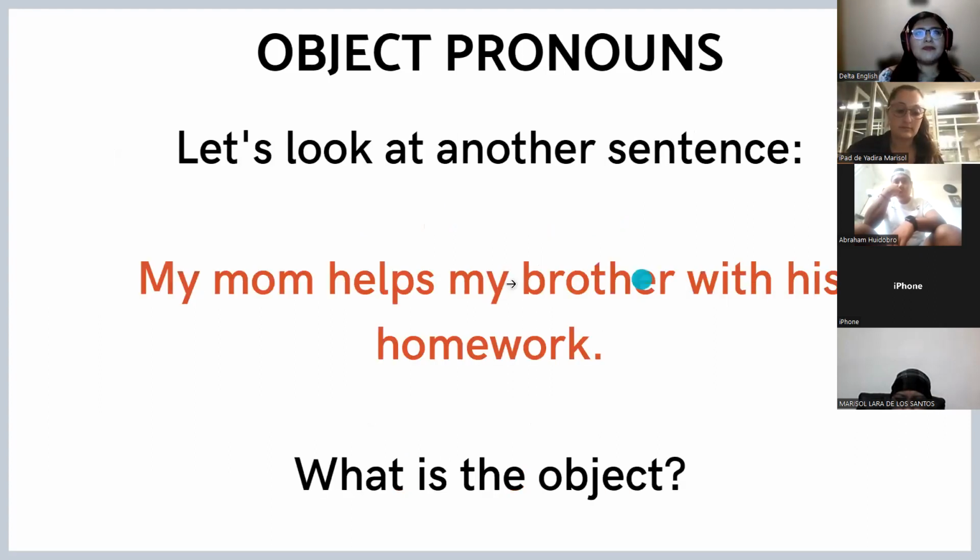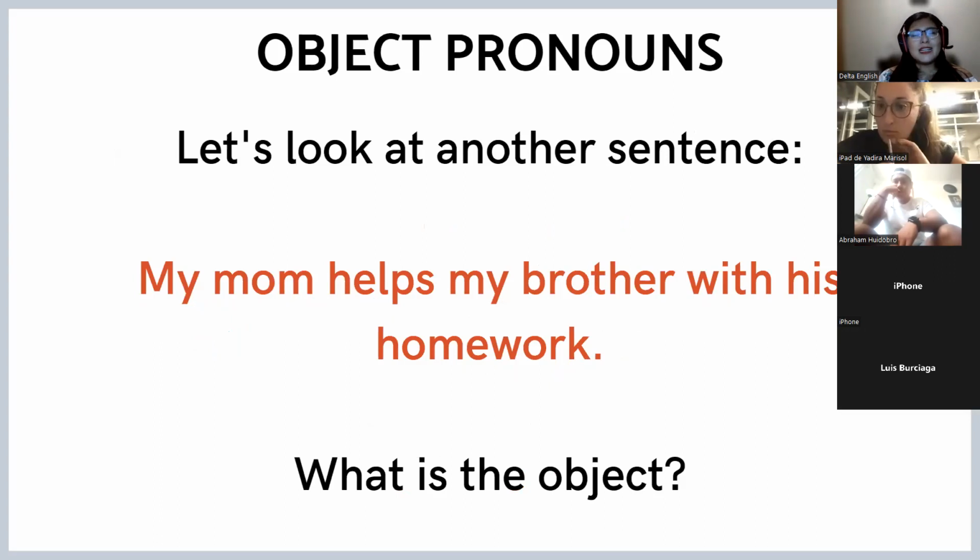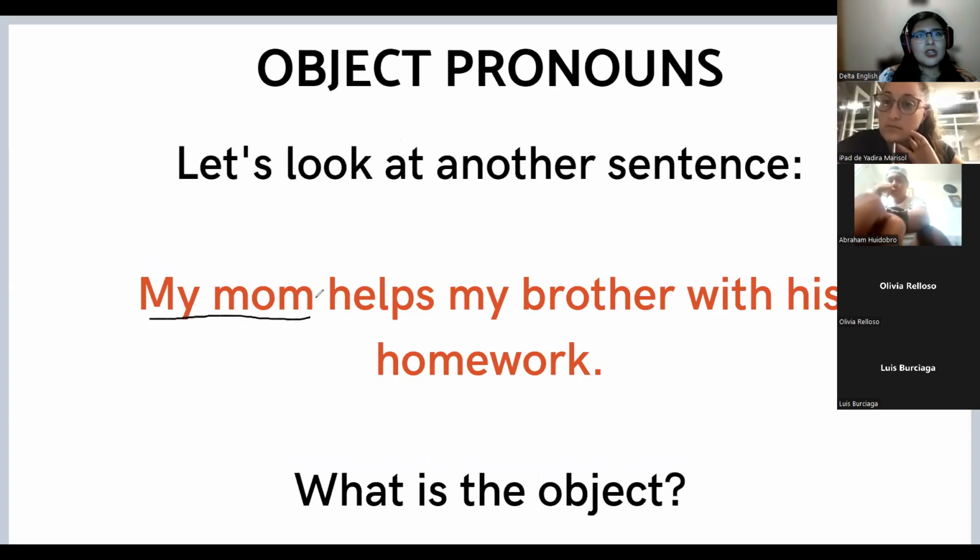Here's another one. My mom helps my brother with his homework. Let's go ahead and dissect this sentence. Vamos a diseccionar esta oración. Who is the subject here? Who is doing the action? My mom. Okay, so my mom is going to be the subject.